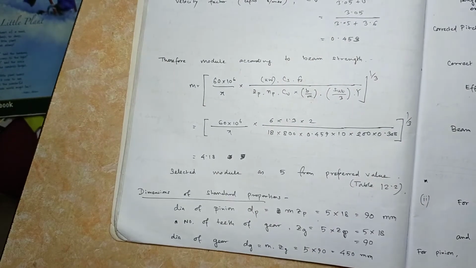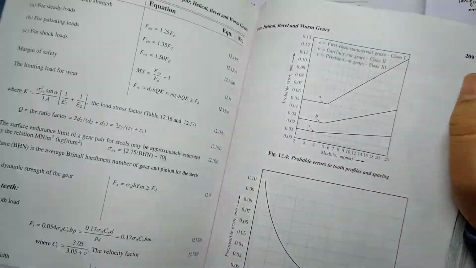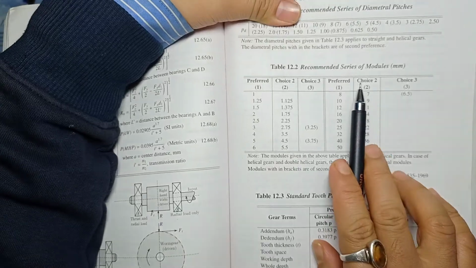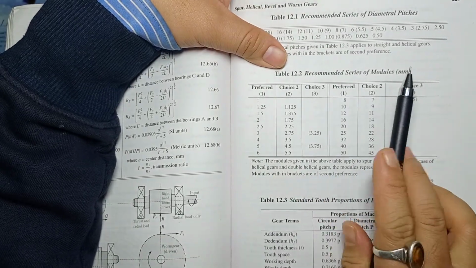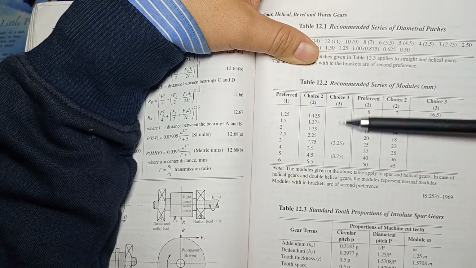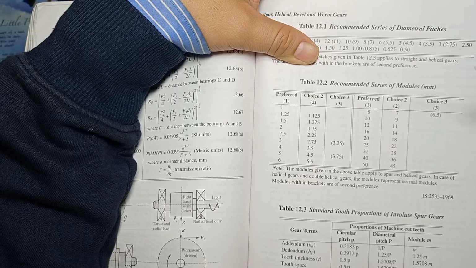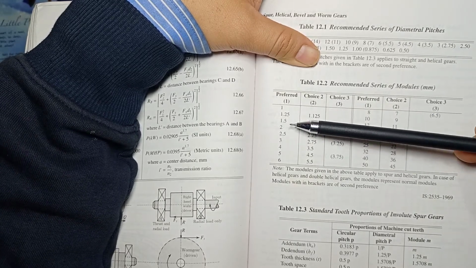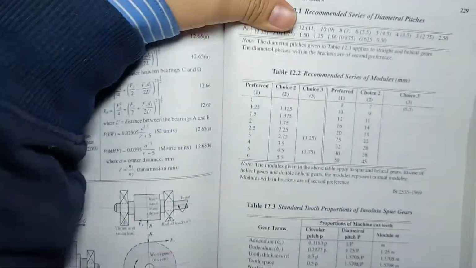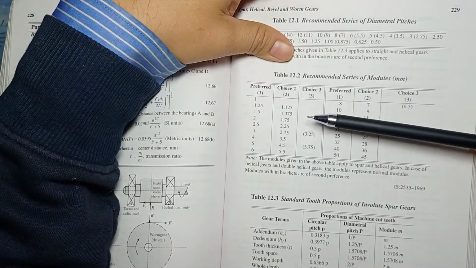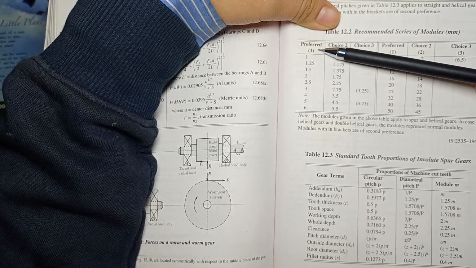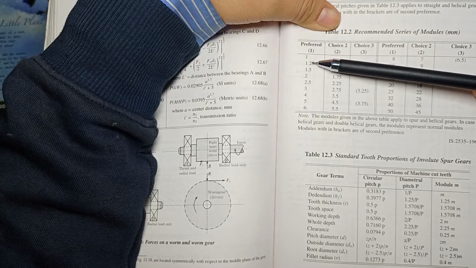Now this is the calculation of module, but you have to take the module from your data book. Here we have the recommended series of modules, right. What you have to look at is this preferred, that is first column, choice 2 second column, choice 3 third column. Again this is continuation. First you have to calculate the module. Here we have got 4.18, but you have to take the nearest value of module from this table. You have to always go for the preferred column first. So search for the nearest value of 4.18.